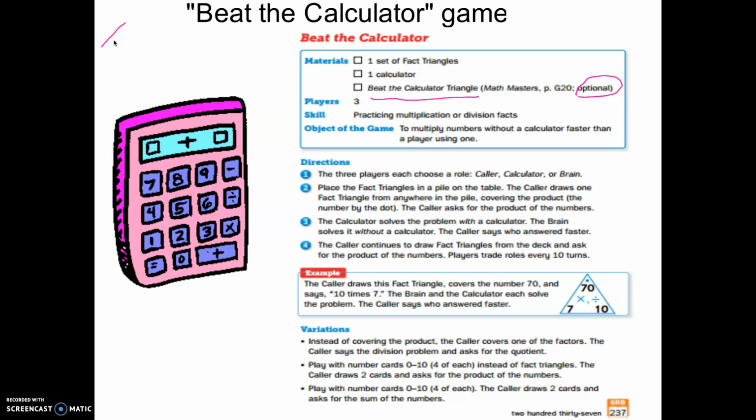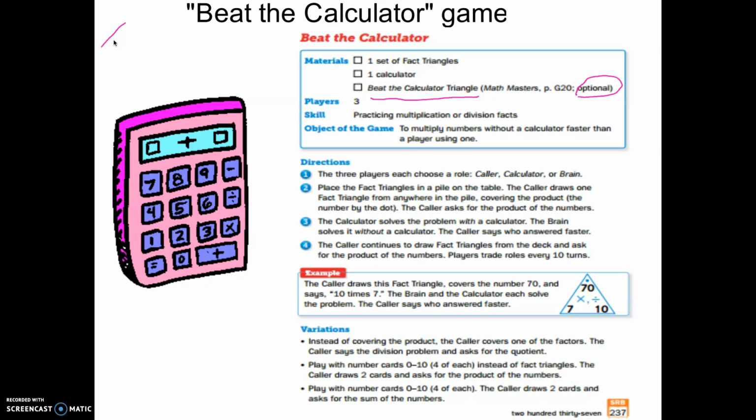All right. So if you are the brain, you solve it without the calculator. If you are the calculator, you need to punch in all the numbers on the calculator in order to solve it. So you would have to type 7 times 10 equals. And the object is to see who gets it first. The brain, who's just saying the answers as quickly as they can, or the person on the calculator. So you want to do it about 5 or 6, or this one says 10 times, and then you trade your roles. It's up to you guys.